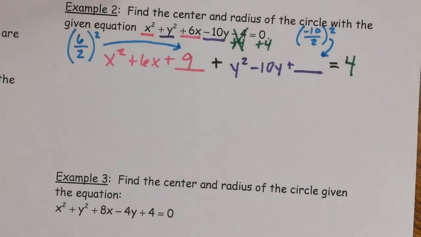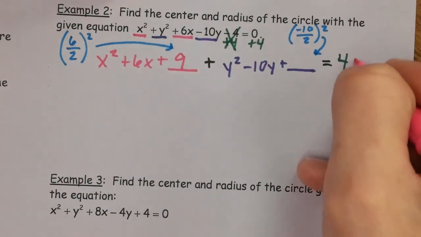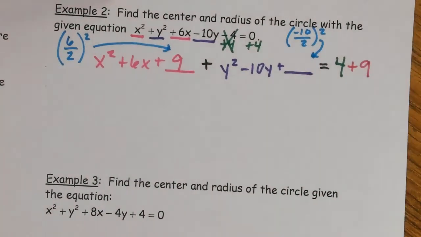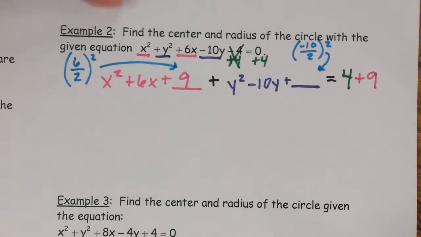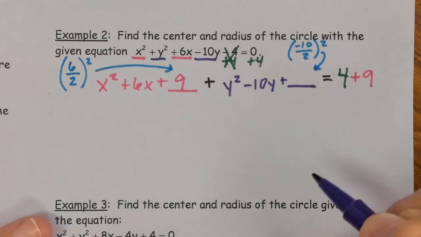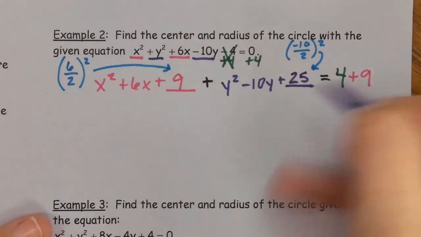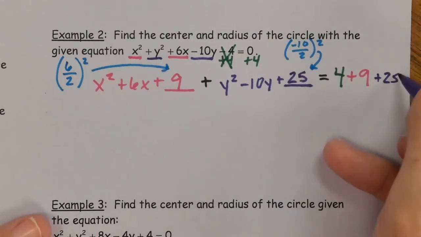Oh, you know what I forgot to do? I forgot to move this guy over here. I'm unbalanced. Glad I remembered that. So we need to add that 9 to the other side. I know you guys are probably yelling at me through the computer. Here, the negative 10 divided by 2 squared, we're going to wind up with a 25. Again, unbalanced, so bring them over here as well.